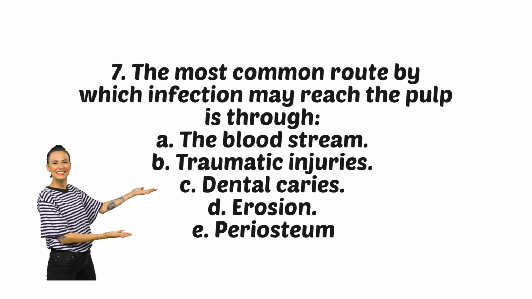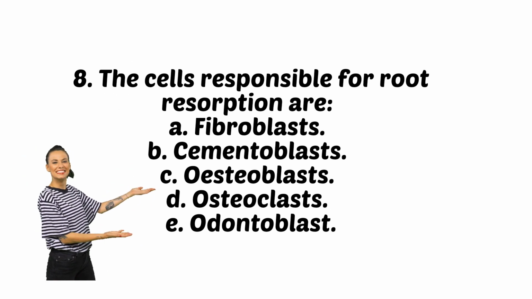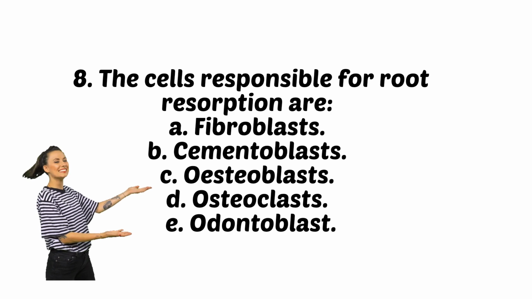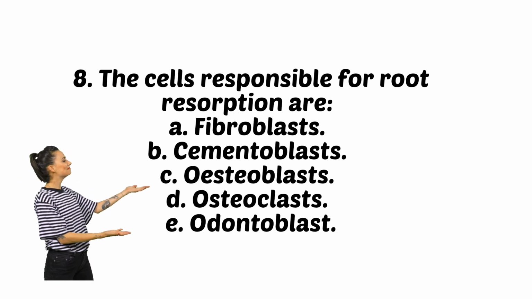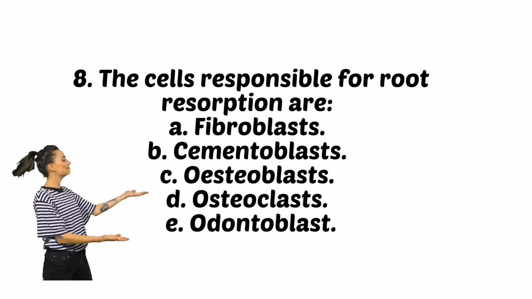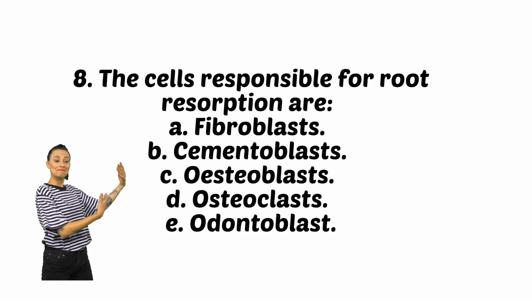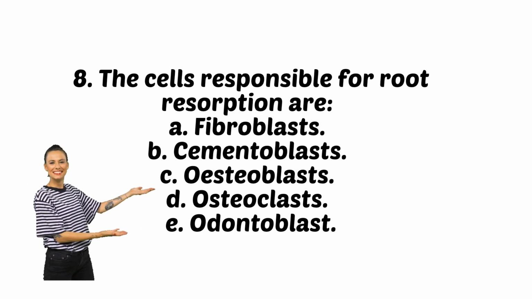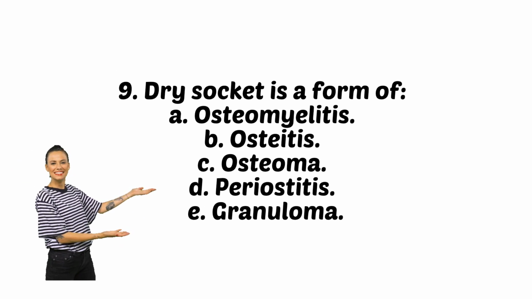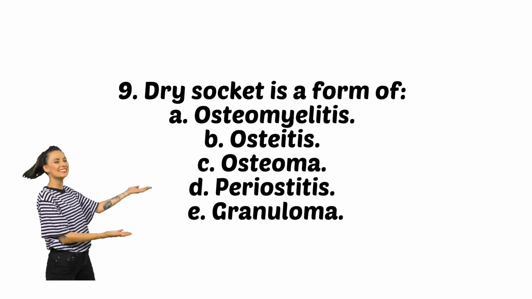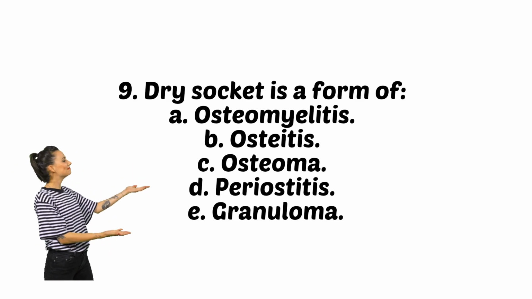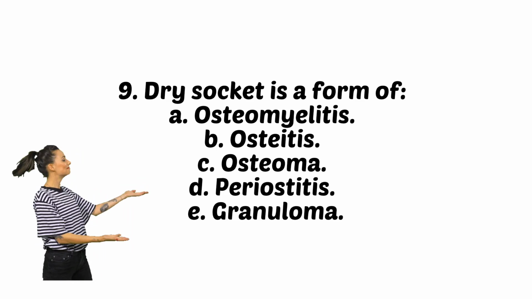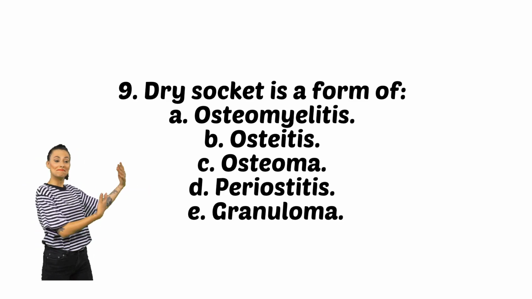Dental caries. 8. The cells responsible for root resorption are: A. Fibroblasts, B. Cementoblasts, C. Osteoblasts, D. Osteoclasts, E. Odontoblasts. Option D is correct. Osteoclasts. 9. Dry socket is a form of: A. Osteomyelitis, B. Osteitis, C. Osteoma, D. Periostitis, E. Granuloma. Option D is correct.